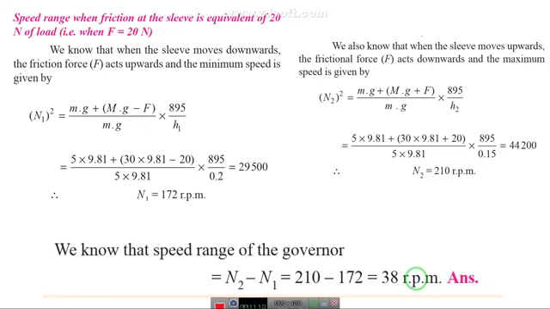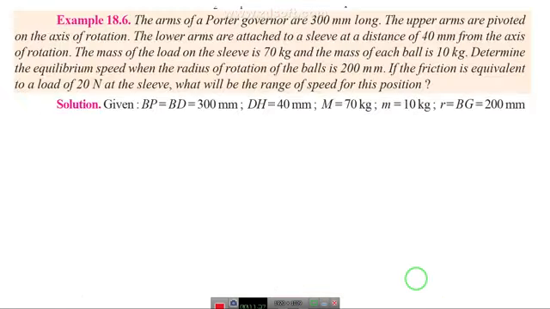So substitute those values and we'll get the N1 value. For the other case, when the force acts upward it is positive, and downward it is positive. So you'll get the maximum speed N2. So we can calculate the speed range of the governor, that is N2 minus N1.